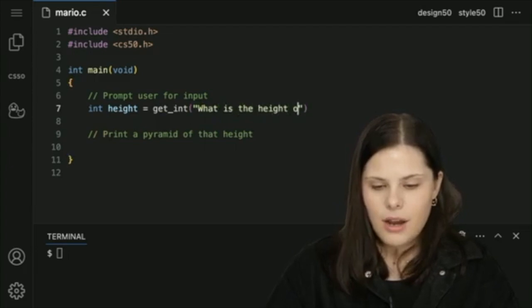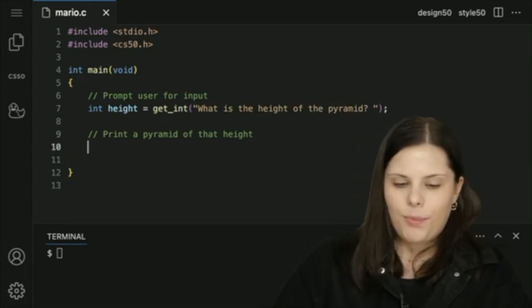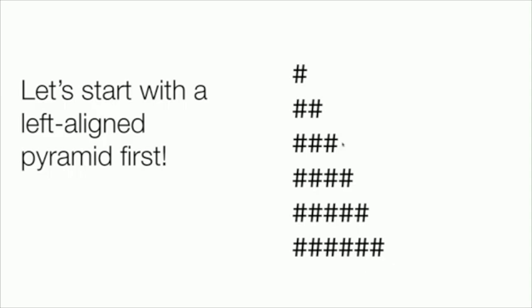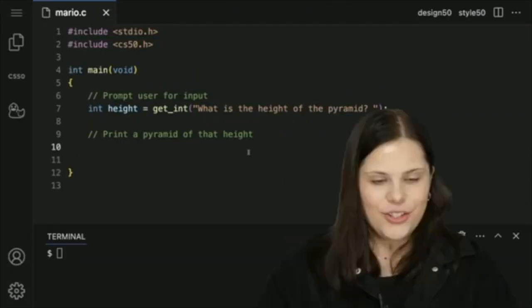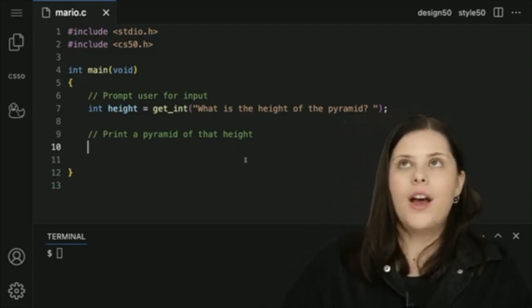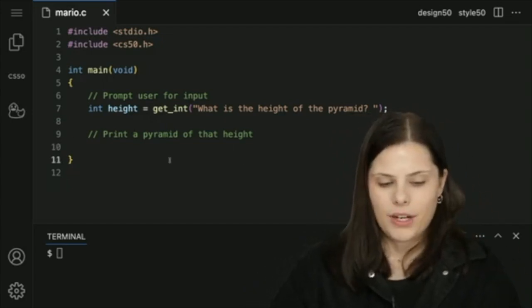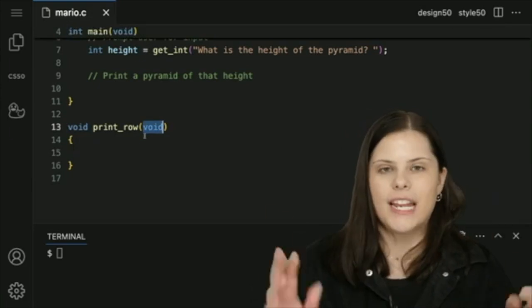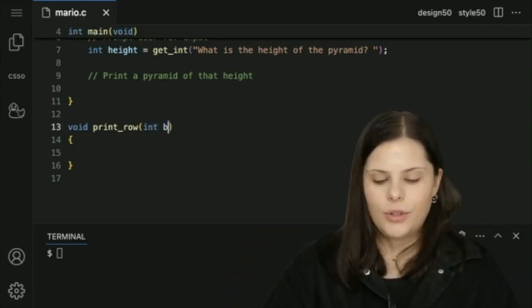To keep that momentum going, I think it would be great for our listeners to actually take on the challenge from the lecture and try building that right-aligned Mario pyramid. Yeah. That sounds fun. It's a fun and engaging way to practice.